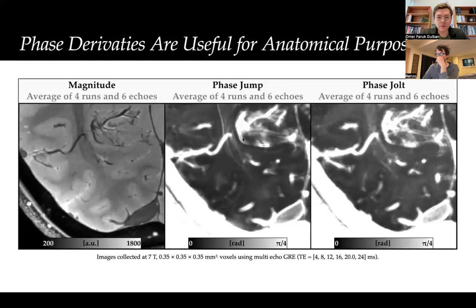So you can have a look at the details and recognize that, oh, I see a big vein here, and I see it also popping up in the phase jump and phase jolt. Phase jump is a first spatial derivative related thing. And just to say that it has some anatomical useful properties.